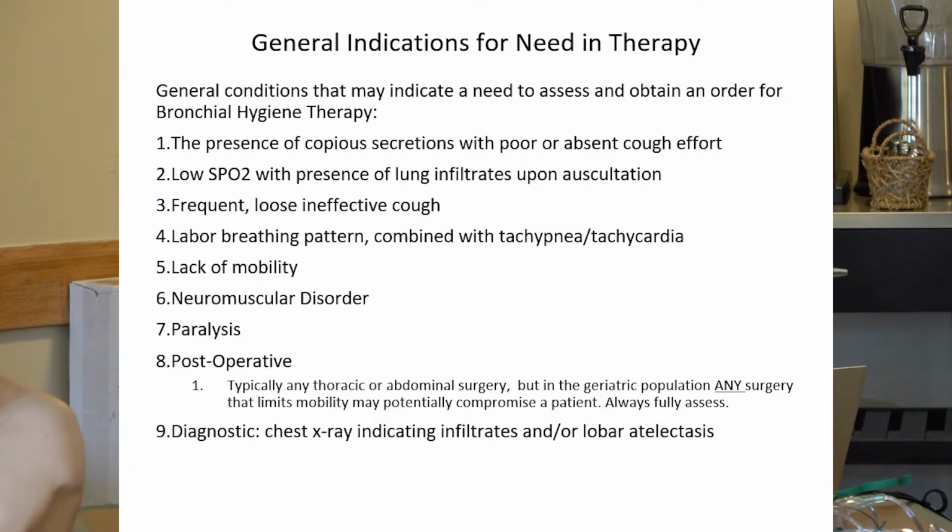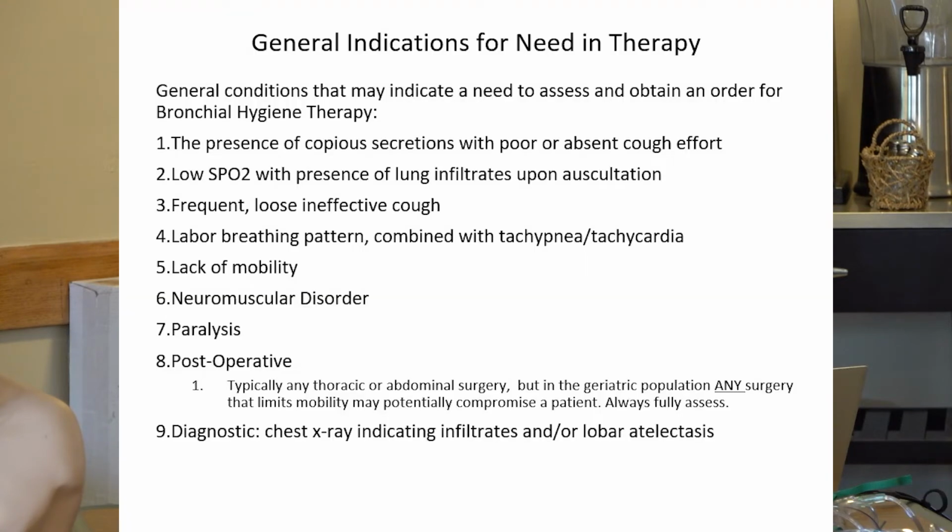Frequent, loose, and ineffective cough. You've got that patient who's coughing very frequently and can't seem to clear it. Loose, you've got rales, rhonchi. Labored breathing pattern, with tachypnea and tachycardia. Okay, now again, how do I know if they're tachycardic?